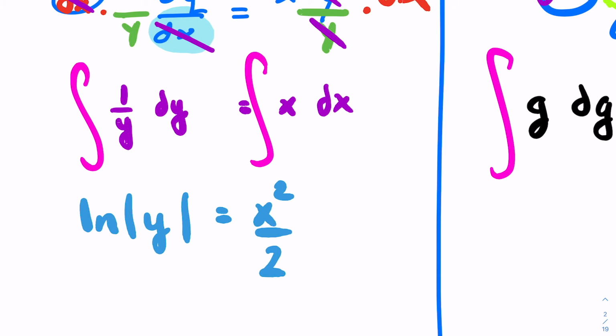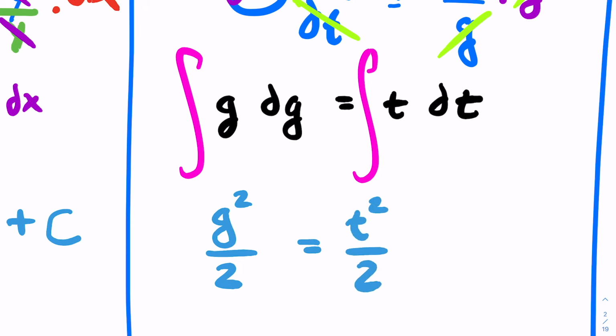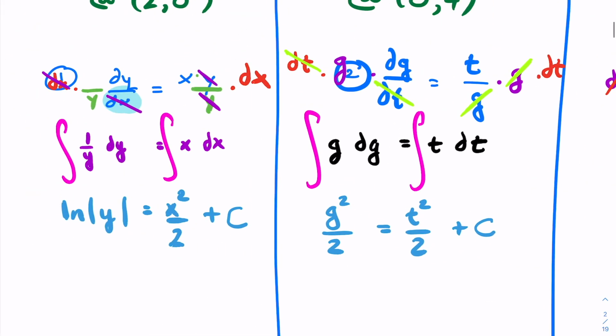Since these have no bounds, there's a plus c, and you technically write it on both sides of the equation, but really, all you need is just 1. Generally you put it on the right-hand side here. So go ahead and do part 2. Integrate it, press play when you're ready. Here the integral of g is just g squared over 2 equals t squared over 2 plus your c. Pretty easy.